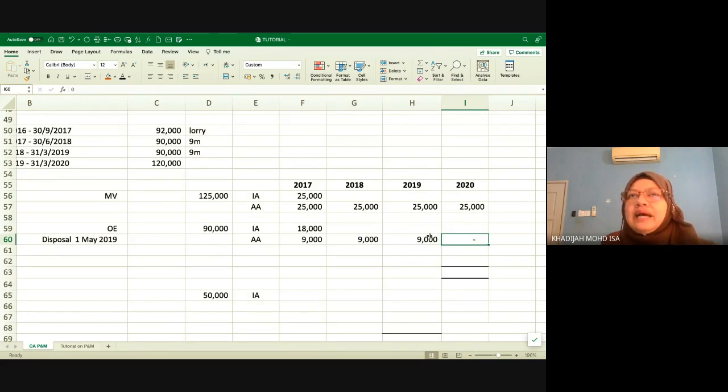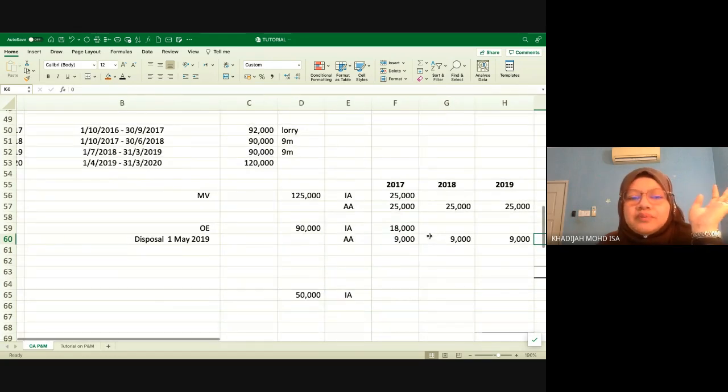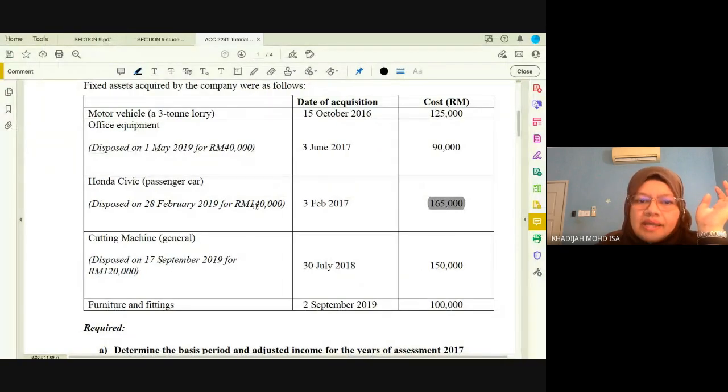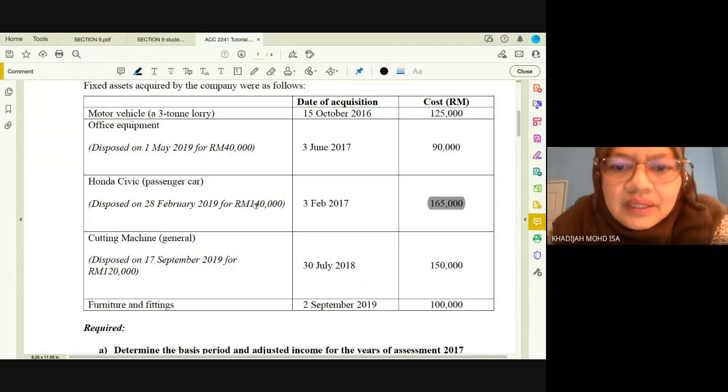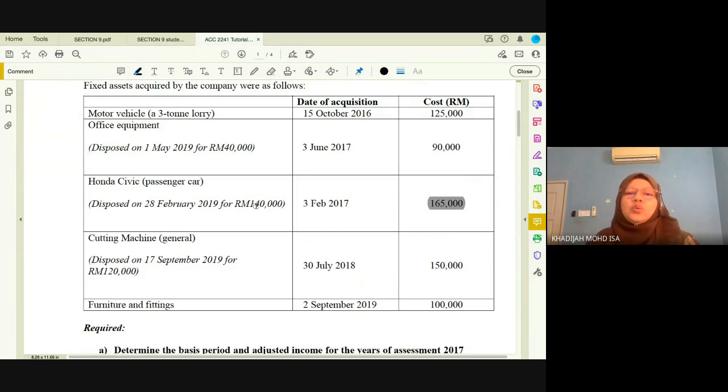Then whatever the residual expenditure is, you compare it with your disposal value, then you determine whether it's a balancing charge or balancing allowance. But this office equipment is very special, because why? Based on the information provided, you acquired the asset on 3rd February 2017, but you disposed of the asset on 28th February 2019.